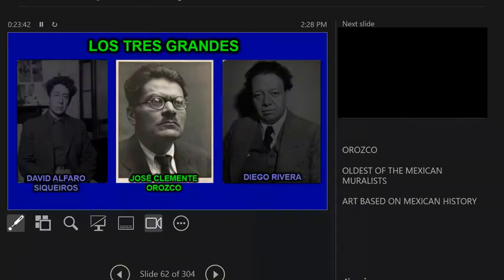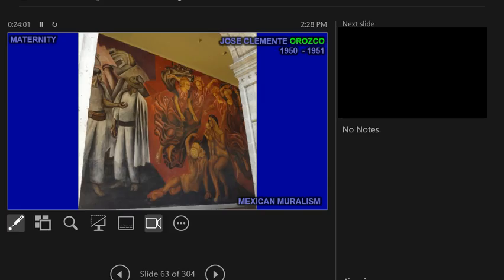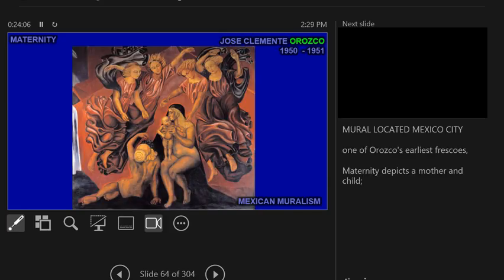All right, now we're going to move on to Orozco. He was the oldest of the Mexican muralists, and his art is also based on Mexican history. We're going to take a look at this one, Maternity. It's also located in Mexico City, and it's one of Orozco's earliest frescoes. And it depicts a mother and child.